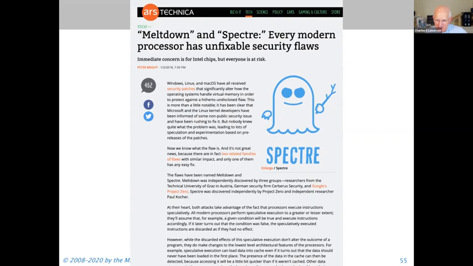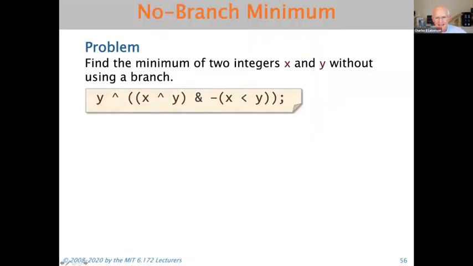So this is not a security course. We'll let the architects fix the security flaws, and we'll look at eliminating unpredictable branches, and we'll look at predicting unpredictable branches for just the performance reasons. So back to lecture. So here's a way of computing the minimum of two integers x and y without using a branch. That's a pretty funny expression.